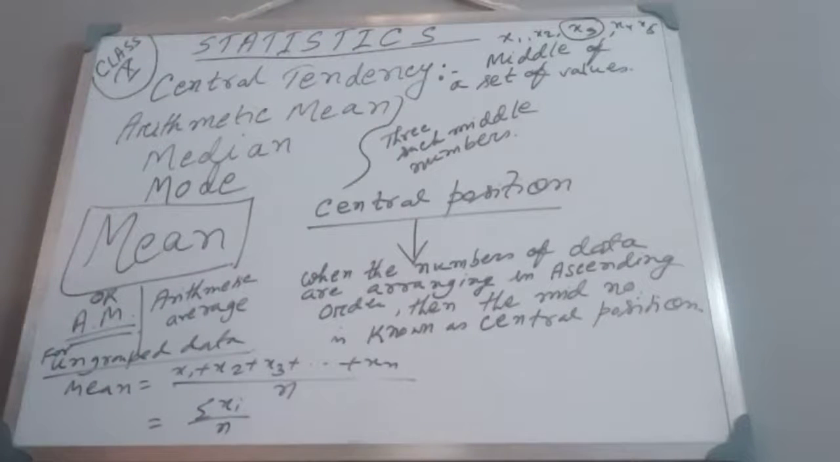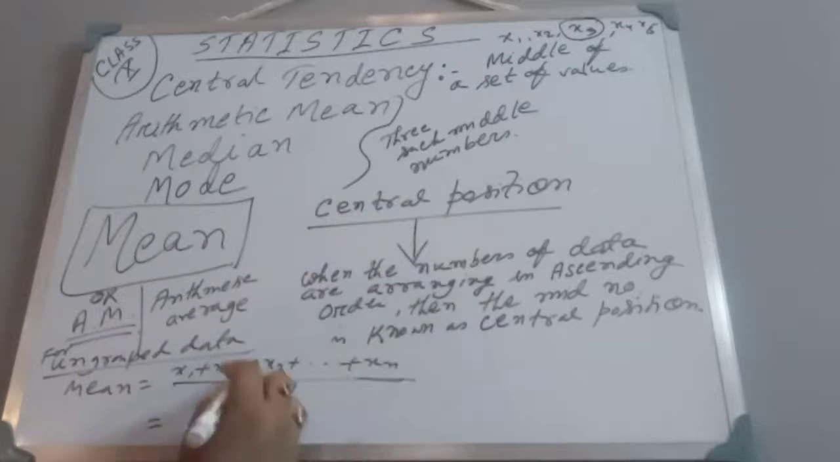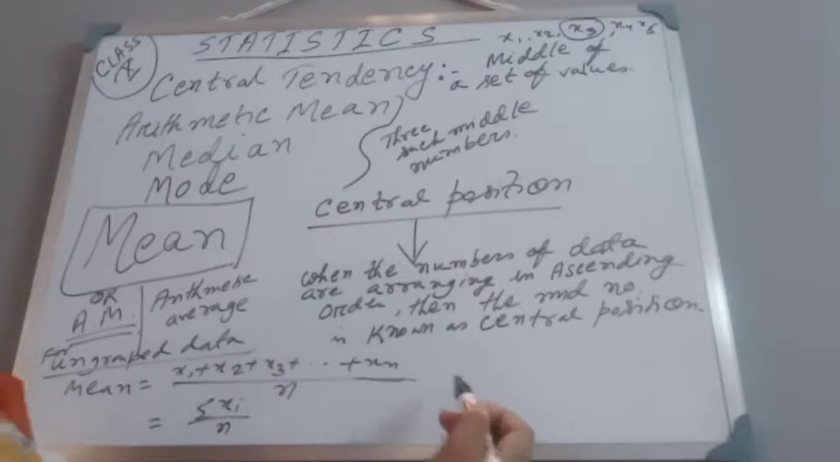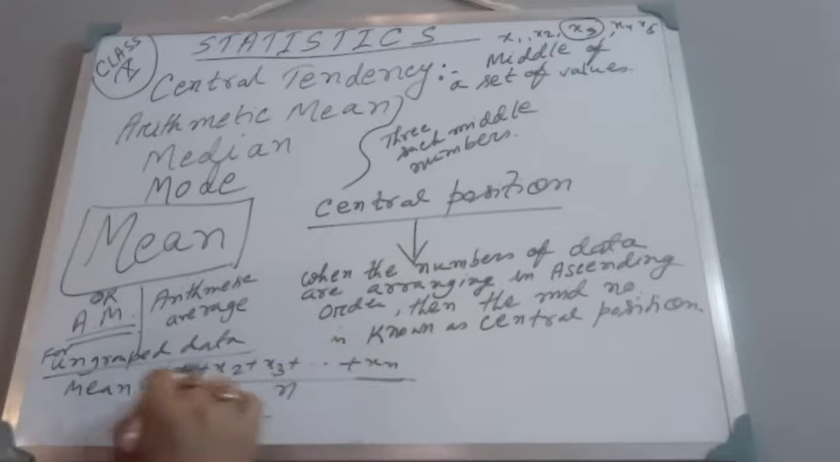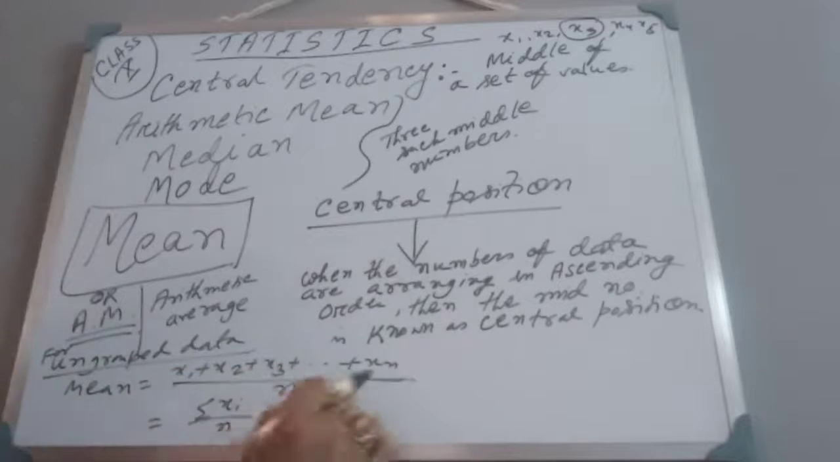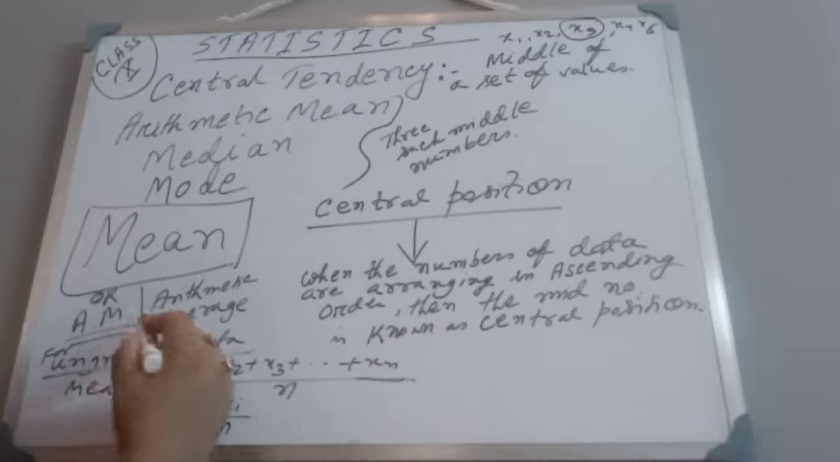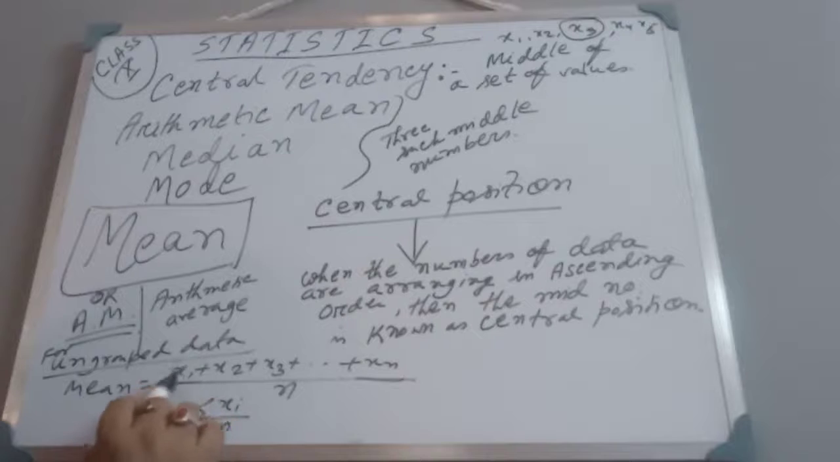If I say only the numbers, say there are x1, x2, x3, x4, up to xn. There are n number of values. How many values are there? n number of values are there. So what will be the mean? Mean means arithmetic average. Average we know: the sum of all the values divided by the total number. So x1 plus x2 plus x3 plus dot dot dot up to xn, divided by n.